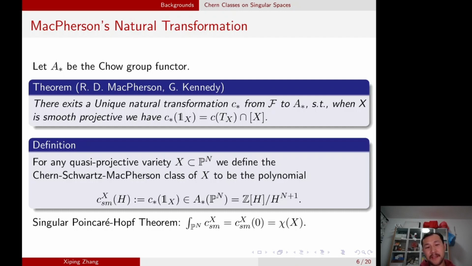And if you substitute H by 0, you can see that this computes the dimension 0 piece of the Chern-Schwartz-MacPherson class, which is the integration of such class over P^n, and by the definition of pushforward of constructible functions, this equals the Euler characteristic of X. So this can be viewed as a singular version of the Poincaré-Hopf theorem for smooth manifolds.